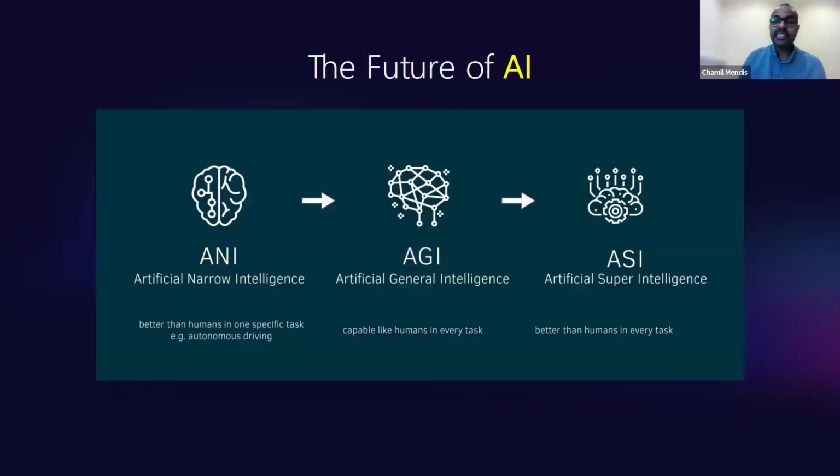All right, so ANI, AGI, ASI, this is the final slide. This is where we are now: ANI, narrow intelligence, where a typical chatbot like GPT, you ask one task, it will give you details. But the next level is AGI, where the model can perform tasks independently, capable like a human in every task. We are yet to witness some of these models in the market, slowly developing. So you will give a task and then slowly the model can come up with the final output.